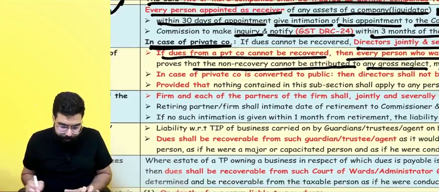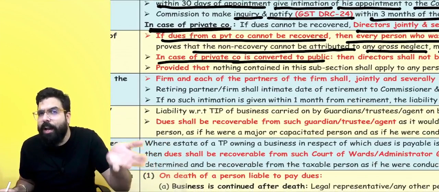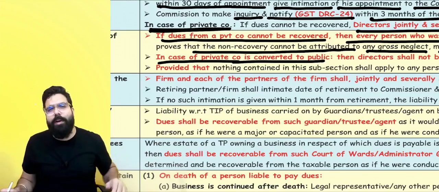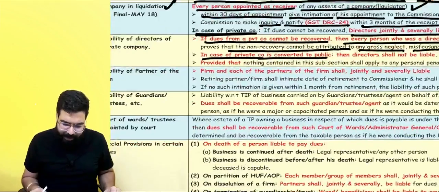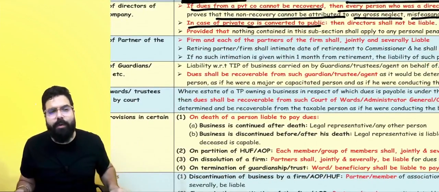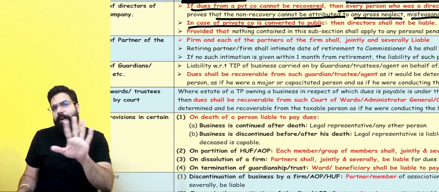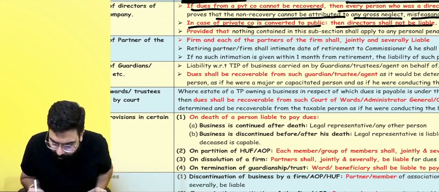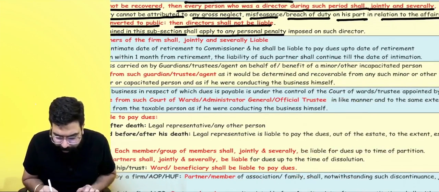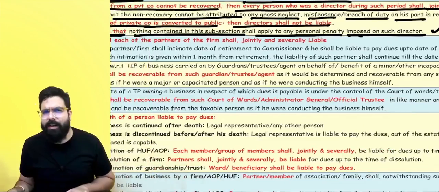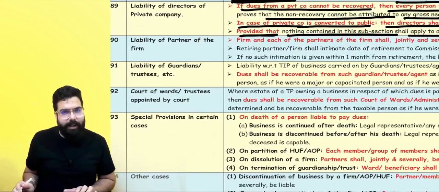Okay, sir. In case a private company is converted into a public company, then directors are not liable. In case of a public company, anyways, the liquidator, the person appointed to liquidate the company, shall be liable. He has to inform the commissioner, and the commissioner will tell him how much to pay. If a private company is converted into a public company, then directors are not liable, provided that nothing contained in this section shall apply to any personal penalty imposed on such director. Personal penalties imposed on a director are a separate topic altogether, they are telling.